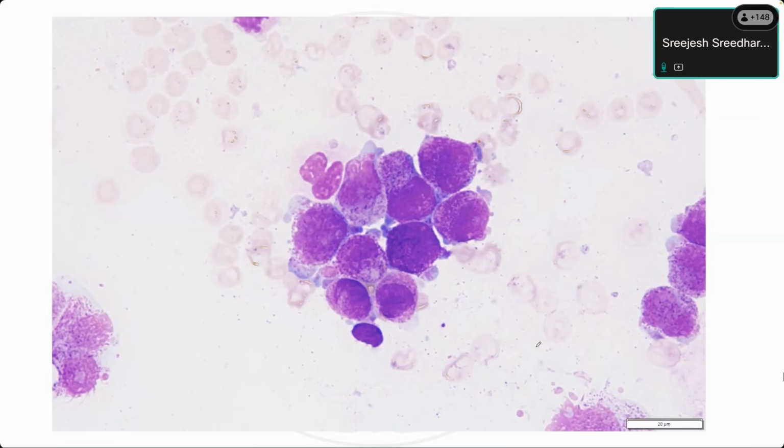Which cytogenetic abnormality? PML-RARA, right? More than 95% of cases of morphological APML will be positive for PML-RARA, right?